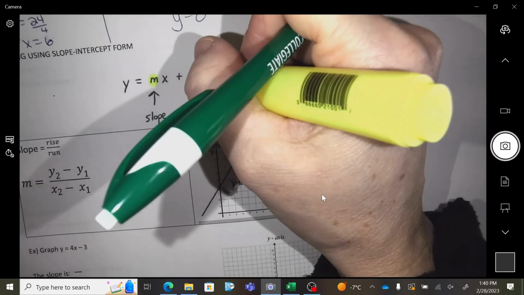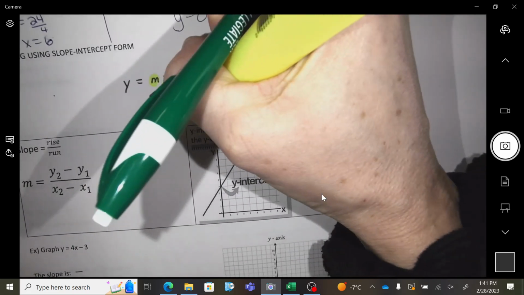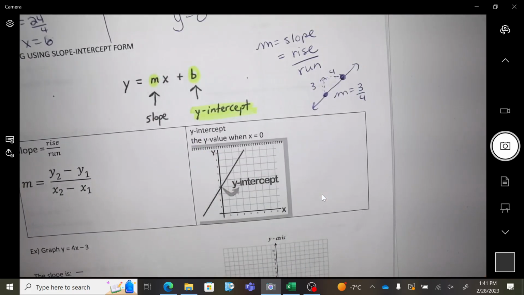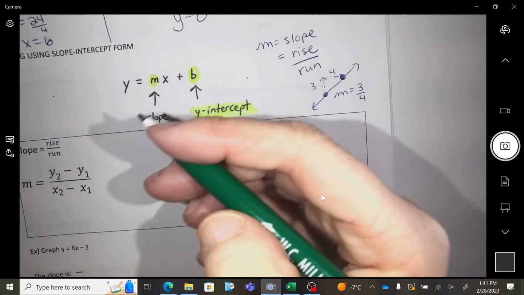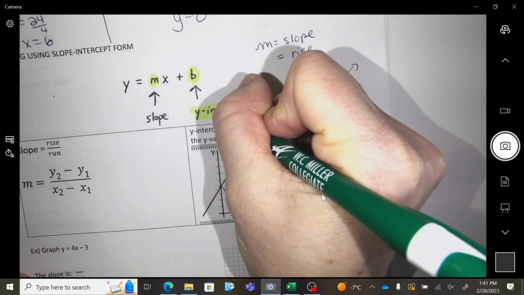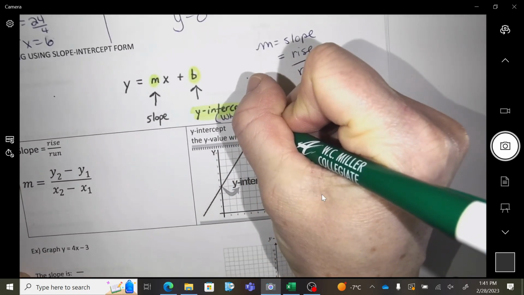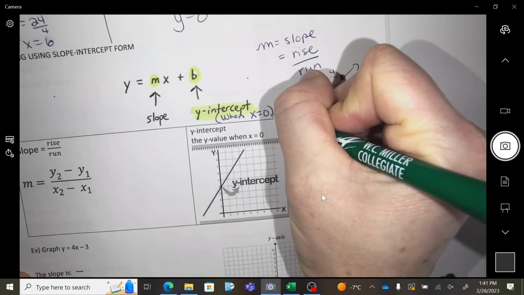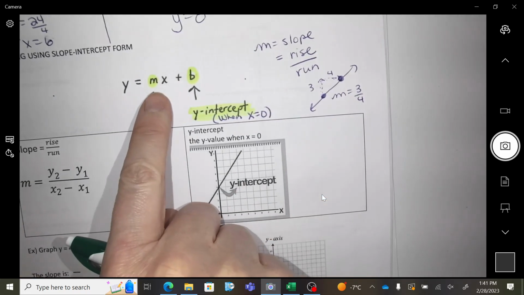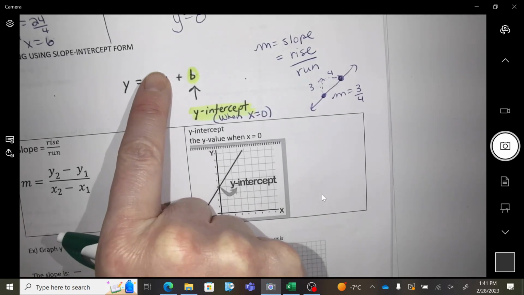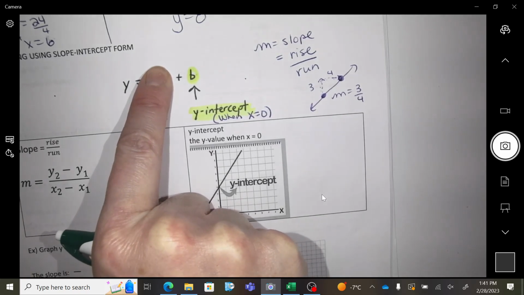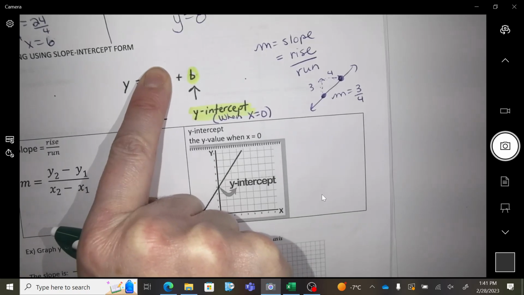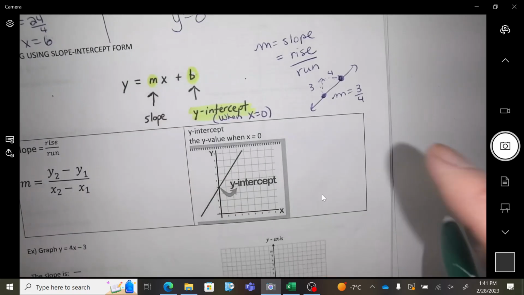Then the b is the y-intercept. And we just learned about y-intercepts. What is happening at a y-intercept? X equals 0. So look at this. If there's no x, you're going to be at whatever this number is, which is your y-intercept.